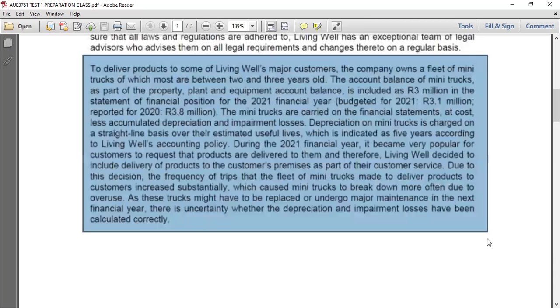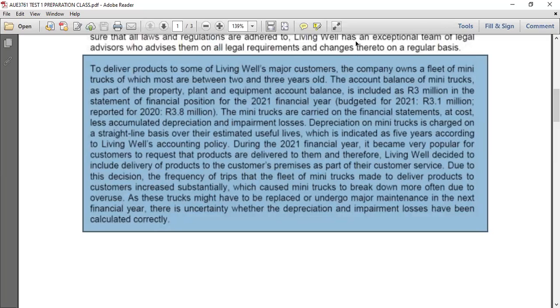To deliver products to some of Living Well's major customers, the company owns a fleet of mini trucks, of which most are between 2 and 3 years old. The account balance of mini trucks as part of the property, plant and equipment account balance is included as 3.3 million in the statement of financial position for the 2021 financial year. Budgeted for 2021, 3.1 million. Reported for 2020, 3.8. Right, the mini trucks are carried on the financial statements at cost less accumulated depreciation and impairment loss. So the things that we want are the things that affect those three things: cost, accumulated depreciation, and impairment loss. Right, depreciation on mini trucks is charged on a straight line basis over the estimated useful lives.